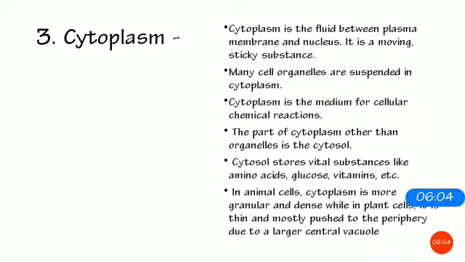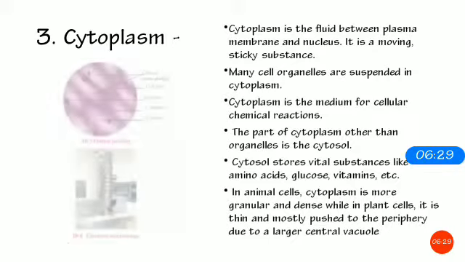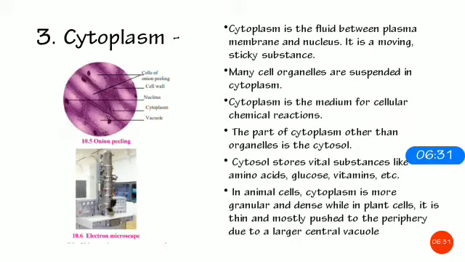Okay, so in animals we have cytoplasm, and it is more granular and dense, while in plants it is thin and mostly pushed to the periphery due to the large central vacuole. This is the basic difference. We will come to know about this also in a later part of the video. First, let us see what is cytoplasm.